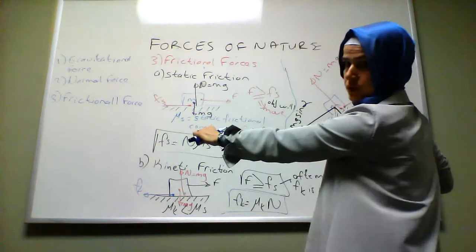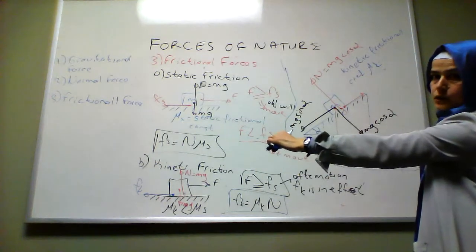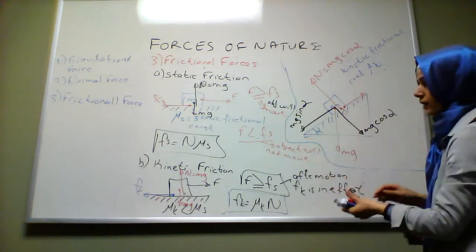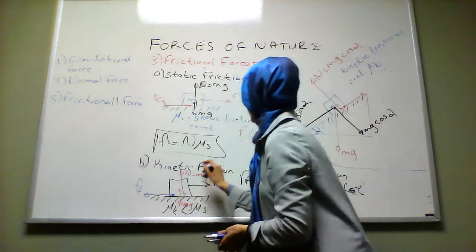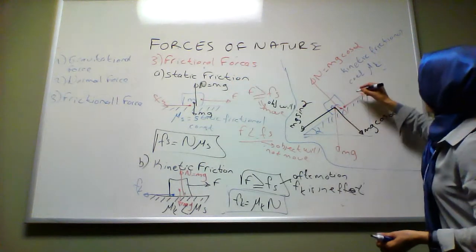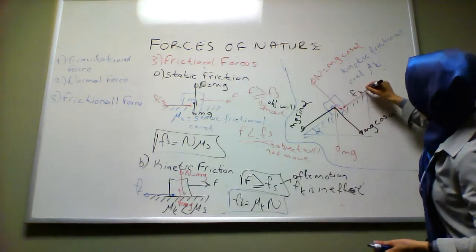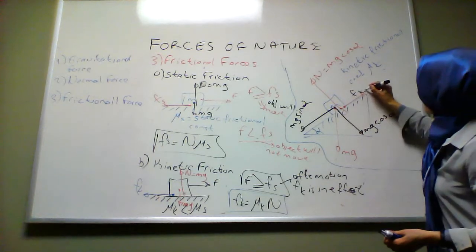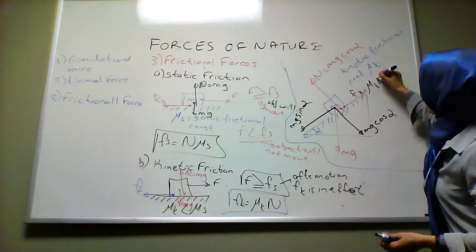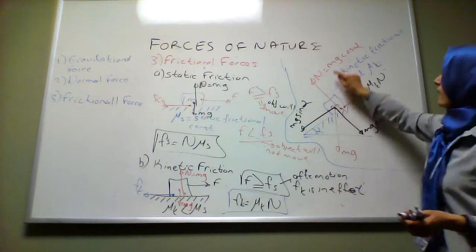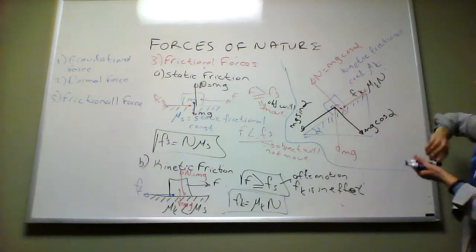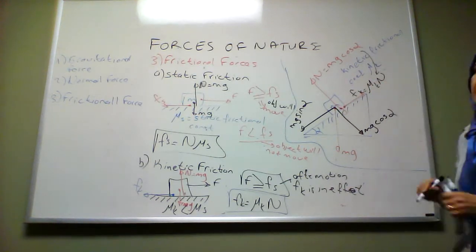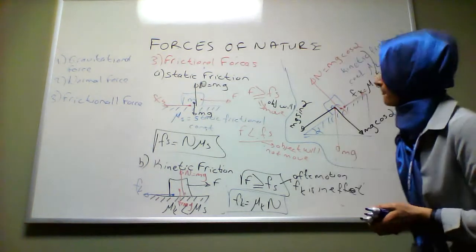If I try to push the object to the left, then the frictional force is again opposite to the direction I'm trying to move the object. So this object is trying to move down. Frictional force Fk will be against it, equal to mu k times N. And what is N in here? I'll be replacing N by mg cosine alpha, and find the frictional force.